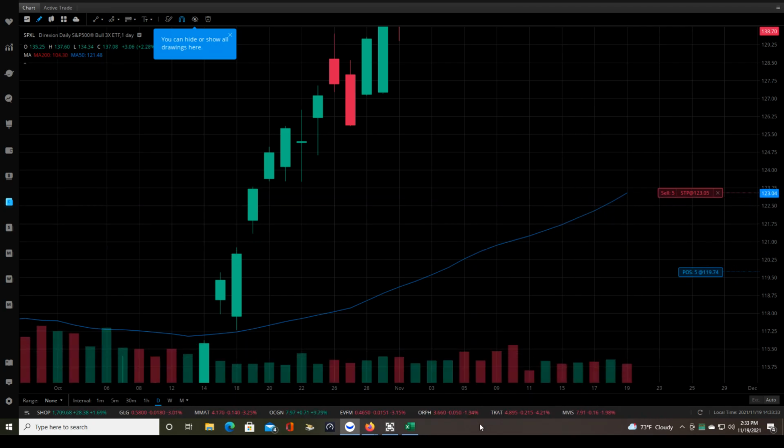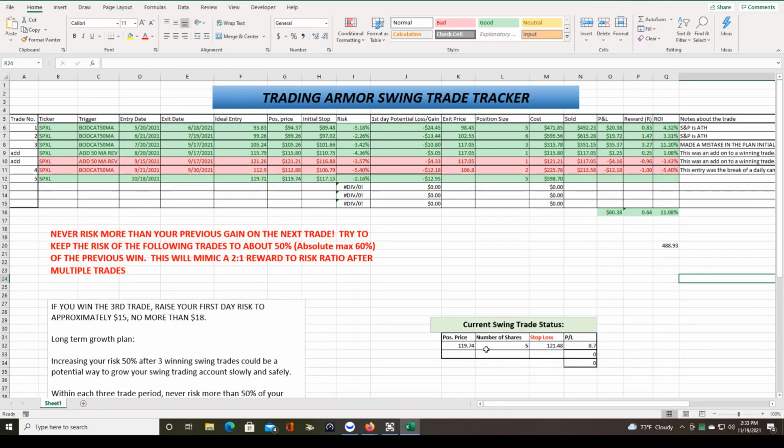So now we're at 123.05, and again, we only have 5 shares. Last week we were at 121.48, which is only a profit of 870 if we would have gotten stopped out, but of course that was not going to happen. It's just where it was at the time. So 123.05. Let's see what happens to the P&L. As of right now, this is unrealized, 1655. So big difference, more than double. And obviously, this is going to continue higher.